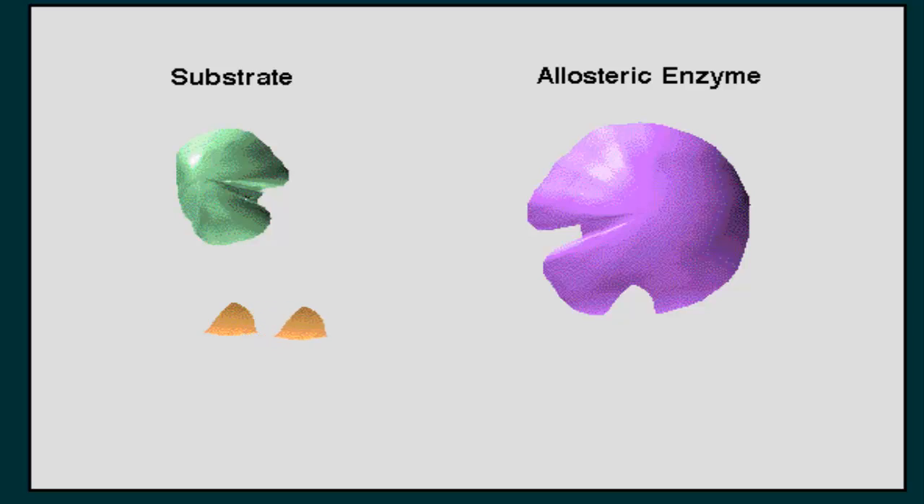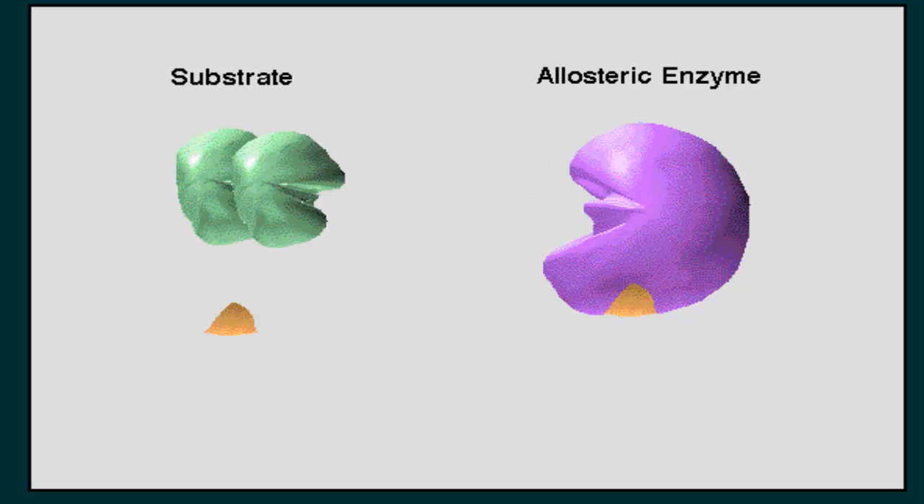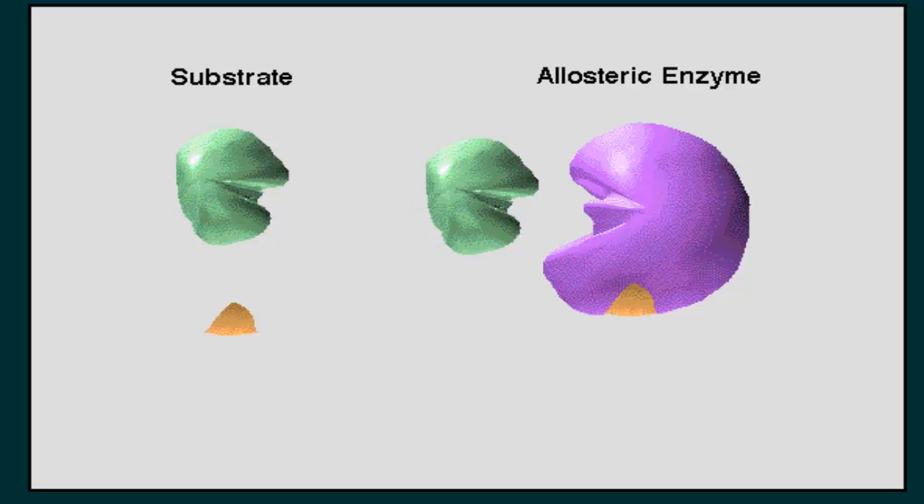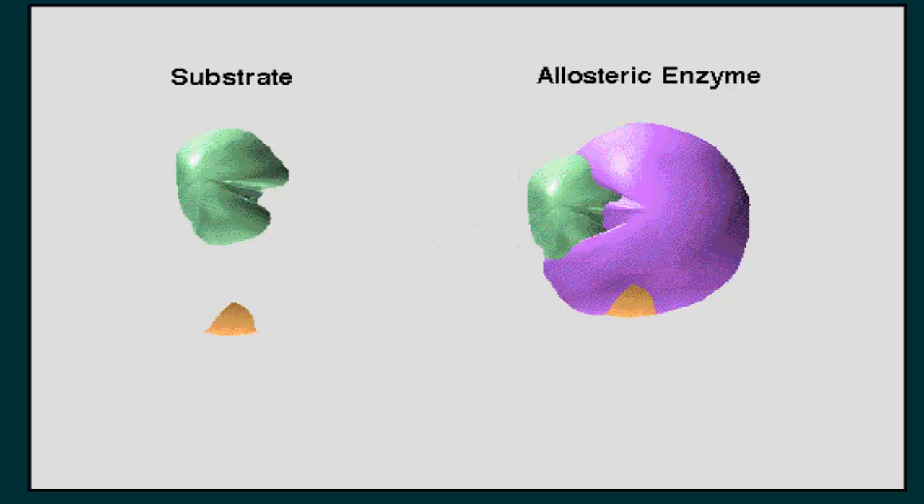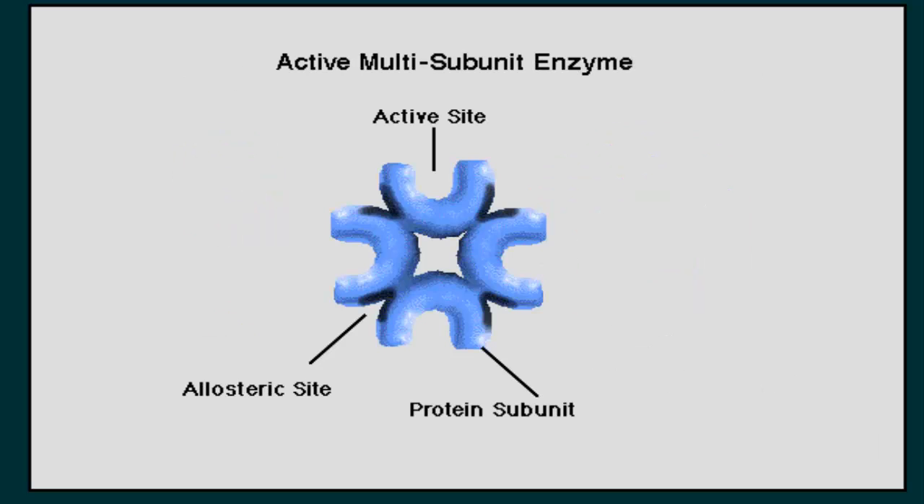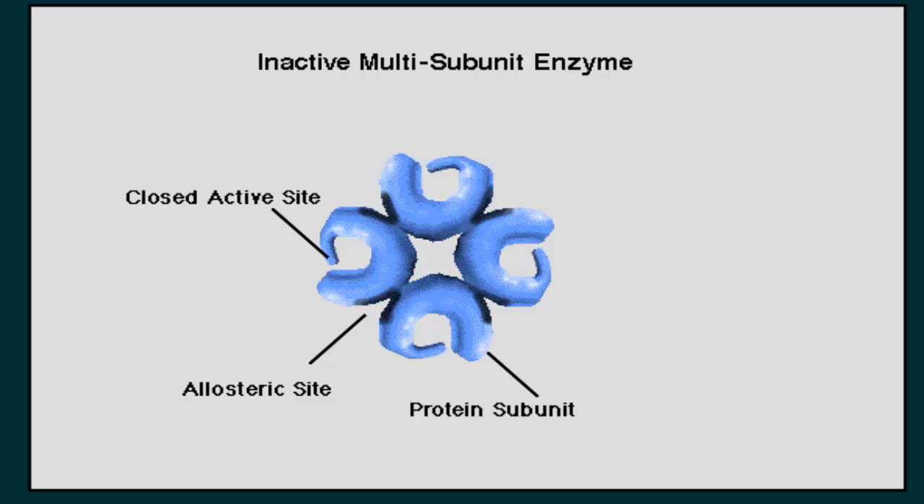Some allosteric enzymes require the binding of a molecule to the allosteric site in order to become active. In this case, the activating molecule is called an allosteric activator. Shown here is an allosteric enzyme made up of 4 protein subunits, each with its own active site. An allosteric site is located at the junction between 2 subunits. The enzyme is constantly alternating between an active and an inactive form.